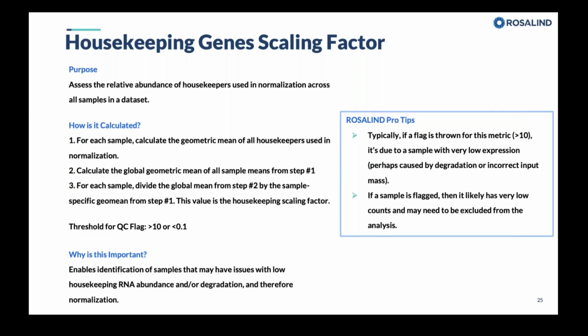So I think that's going to be the takeaway from this message. Again, there's a lot of detailed information here, but it's really a great metric to look at and identify any samples that have really, really low housekeeping gene expression that might impact normalization.